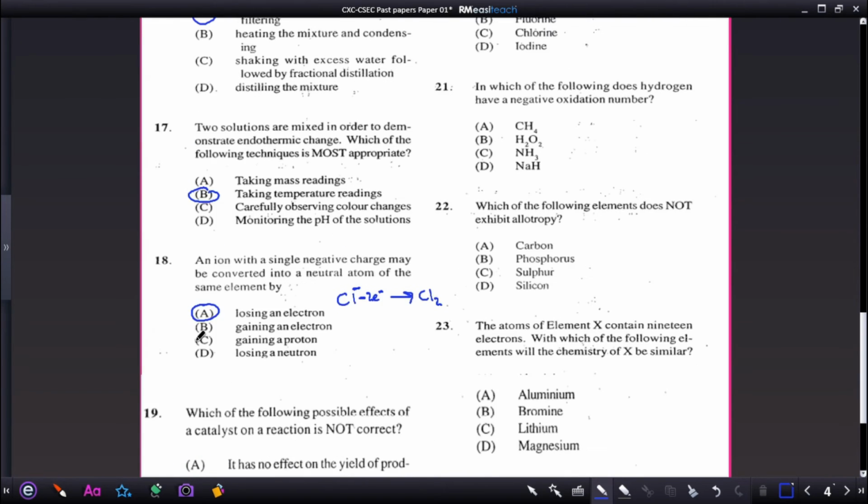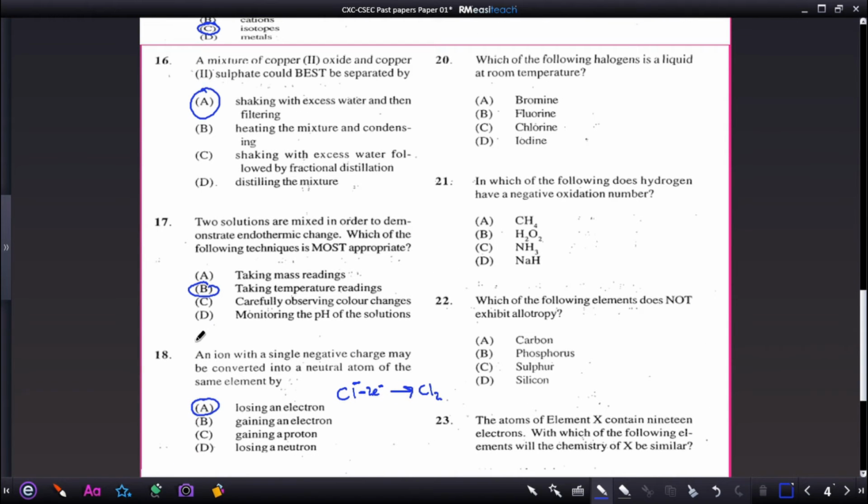Question 20. Which of the following halogens is a liquid at room temperature? The halogens starting from fluorine is a gas, then chlorine, which is another gas, then they change state to a liquid when they reach bromine, then change state again when they reach iodine, the solid. So the answer here would be bromine. 21. In which of the following does hydrogen have a negative oxidation number? Hydrogen may have two oxidation states. It can be negative or it can be positive.